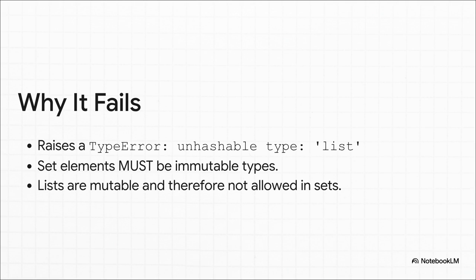And the reason gets to the very heart of how sets work. To be super fast at checking for duplicates, a set requires that its elements are hashable. Now that's just a fancy way of saying they have to be immutable. They can't change. Since a list can be changed any time, it's not allowed in a set. But numbers, strings, and our old buddy the tuple, they're all immutable, so they're welcome in a set anytime.